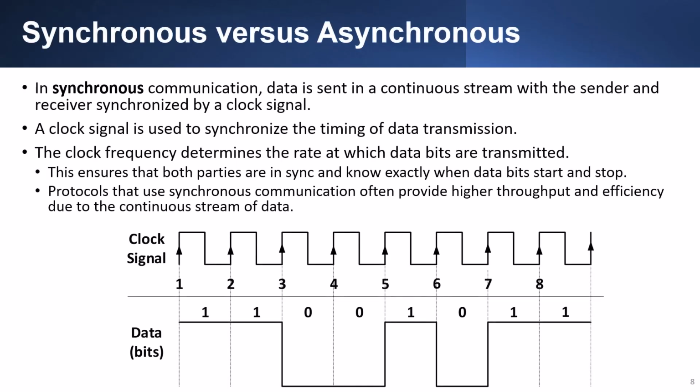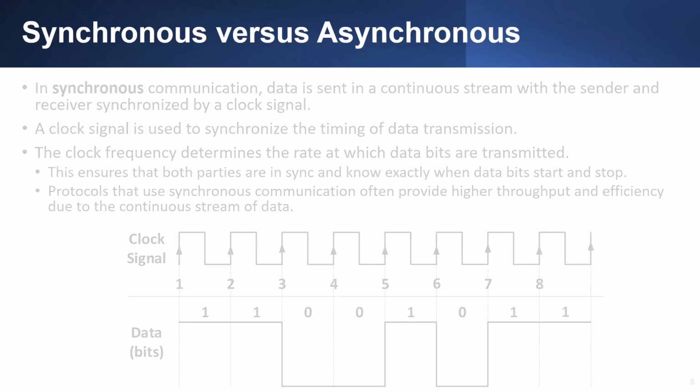In synchronous communications, data is sent in a continuous stream with the sender and receiver synchronized by a clock signal. A clock signal is used to synchronize the timing of data transmission. The clock frequency determines the rate at which data bits are transmitted. This ensures that both parties are in sync and know exactly when data bits start and stop. Protocols that use synchronous communications often provide higher throughput and efficiency due to the continuous stream of data.